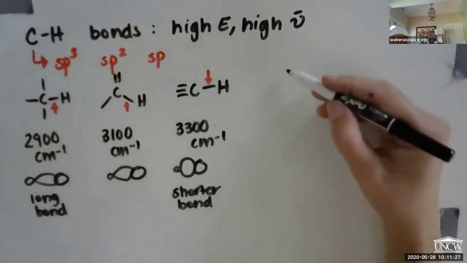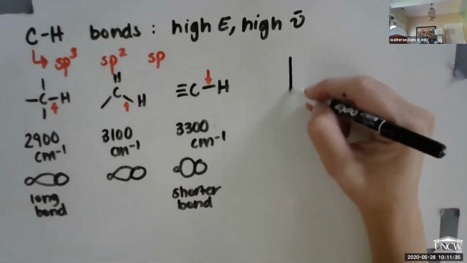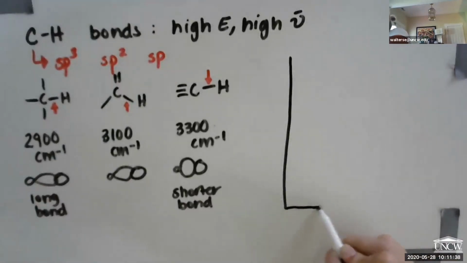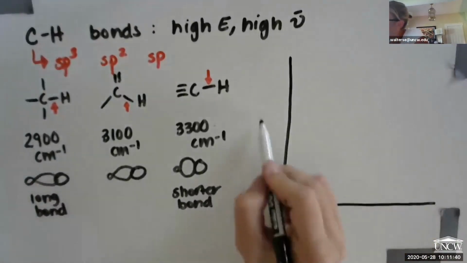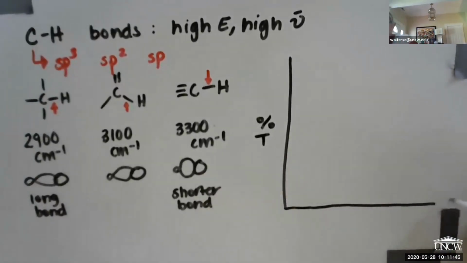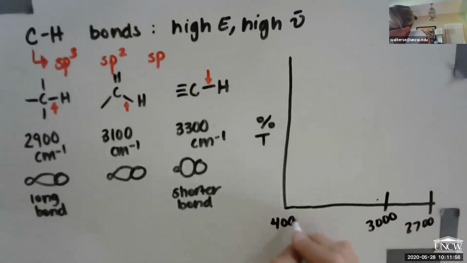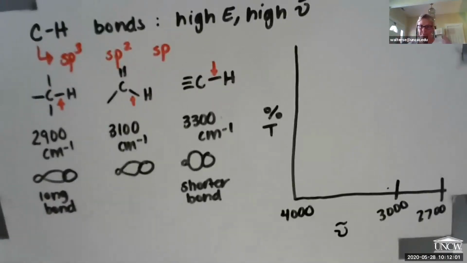So I'm going to draw one IR spectrum over here that's going to have all of these things drawn on it. I'm just going to have this highest energy region. So percent transmittance, and then this is 2700, 3000, and then this will be 4000. And this is wave numbers. Oops, sorry about that.